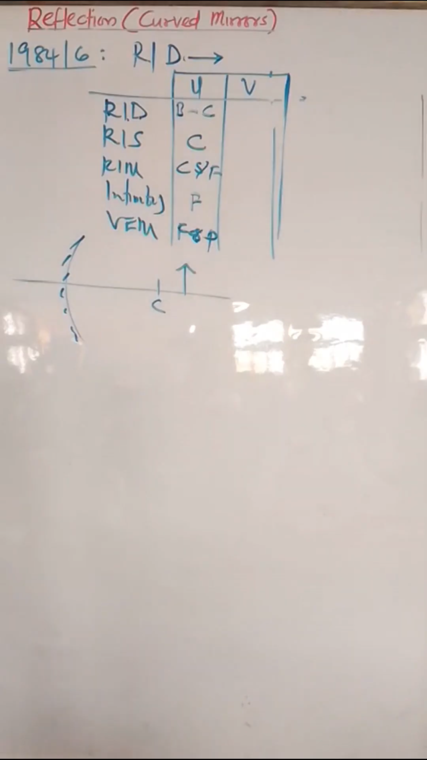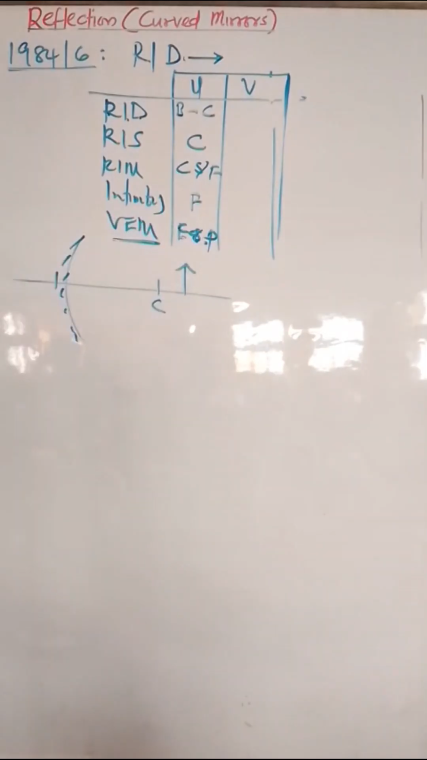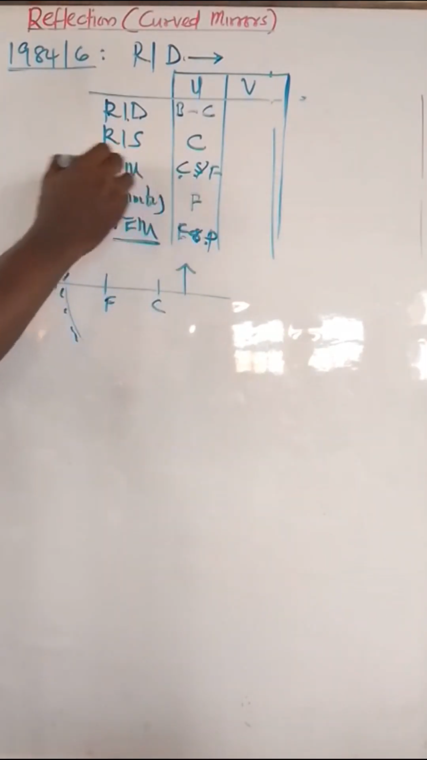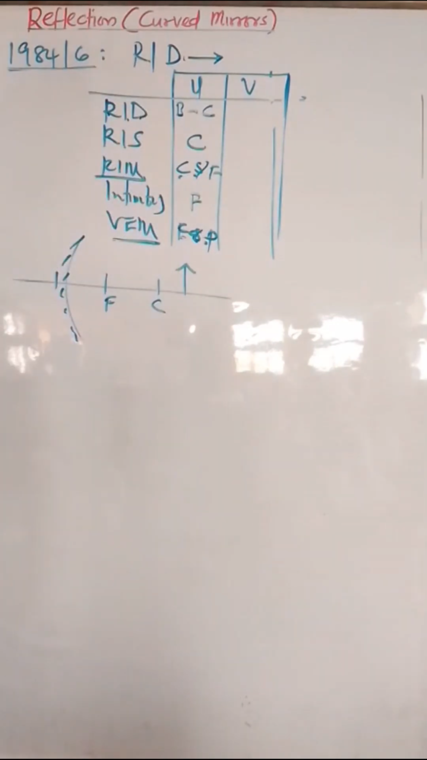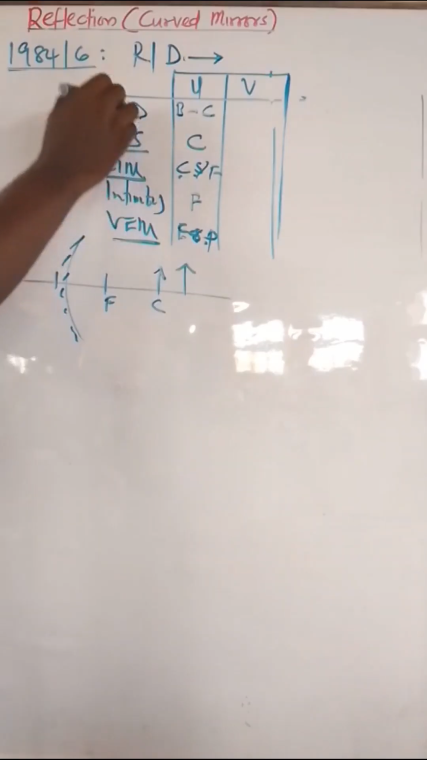B. Between the mirror and its focus, that's between P and F. No, that will give us virtual. C. Between the focus and the center of curvature. That's between F and C. We get RIM, not RID. D. At the center of curvature. If you put it at the center of curvature, it will be RIS, not RID.